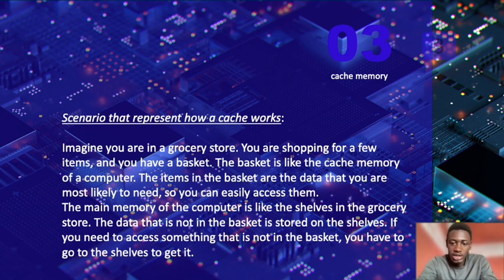And let's say you need something that's not part of the stuff you bought or the stuff you placed in the basket. What do you do? You reach back to the shelf and you take the item. So that's how the cache memory works. The cache memory stores data which will be needed in the future or the nearby future so that the CPU can access it quicker when it needs it, rather than going to the main memory to fetch it. So using this illustration, we've explained how the cache memory works.